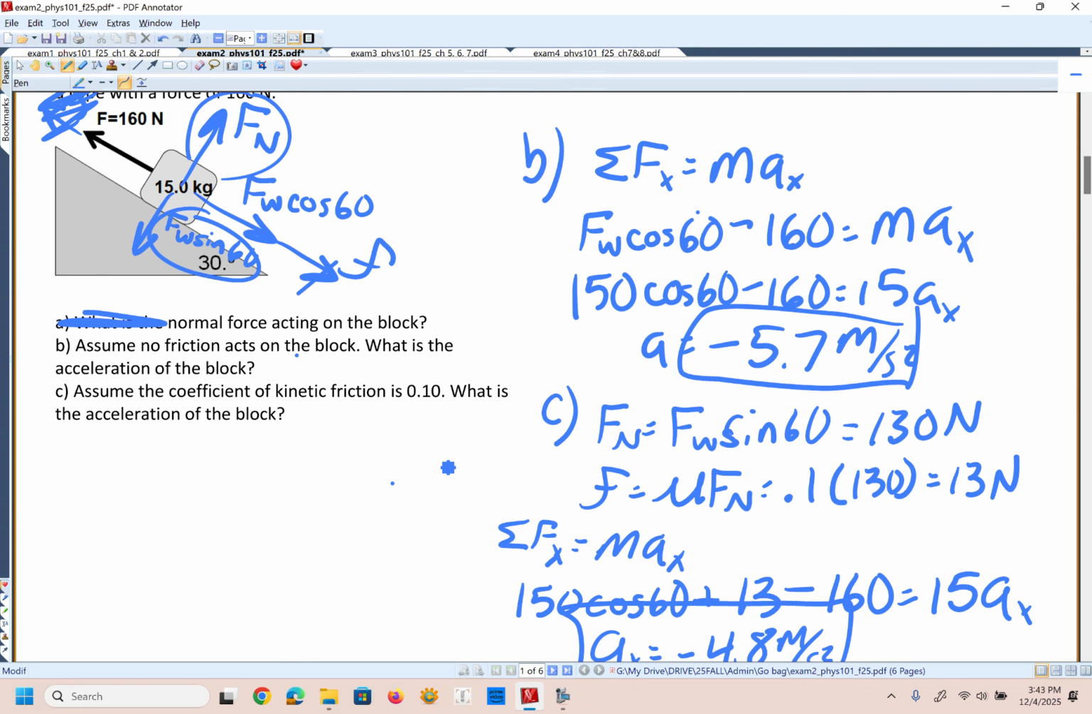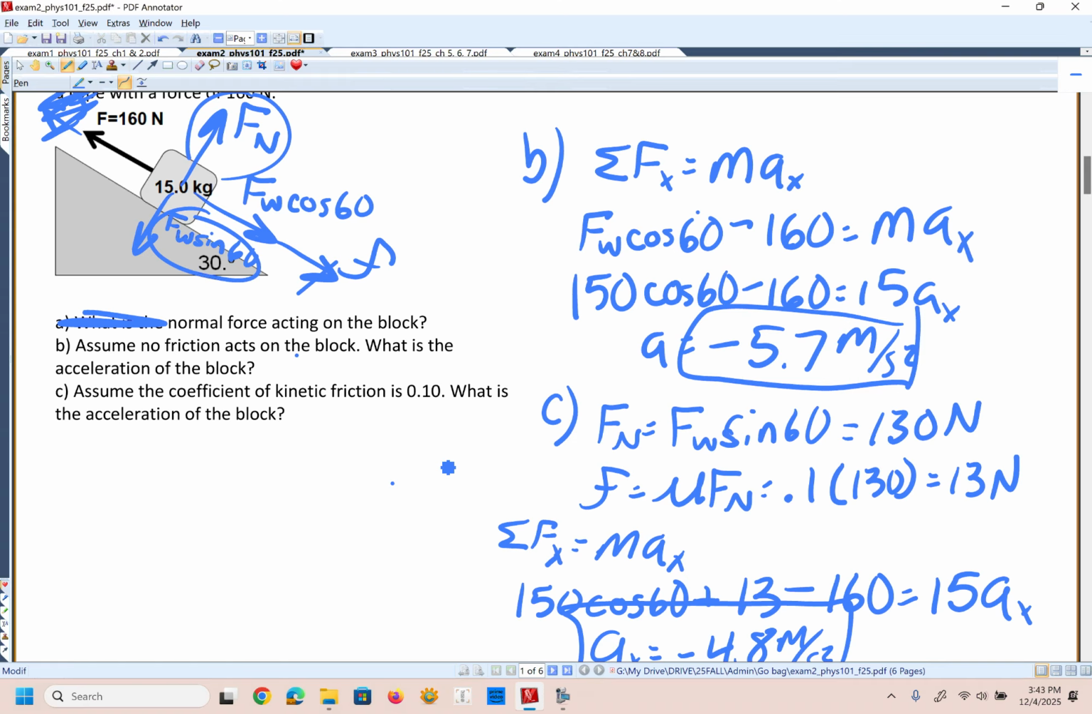Not going to ask you what the normal force is, though you have to find it. But I'm just going to ask parts B and C. If I have no friction, I just say the sum of the forces is equal to ma. I add those forces, the vector sum of those forces, and set them equal to ma. For the second part, I have to find the normal force, then find the frictional force, then apply Newton's second law. Okay? They're not easy problems. That's why you get them ahead of time. So practice them until you know them well.